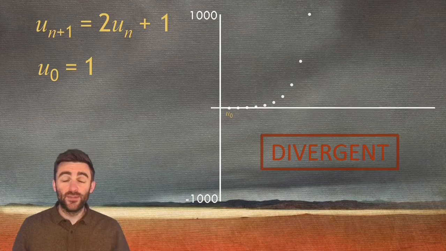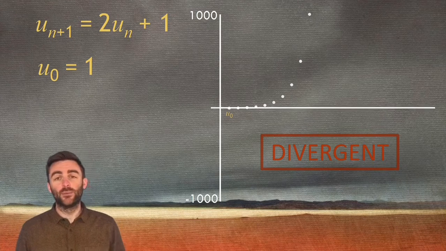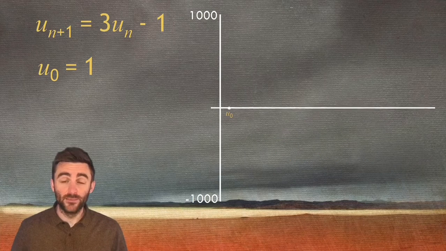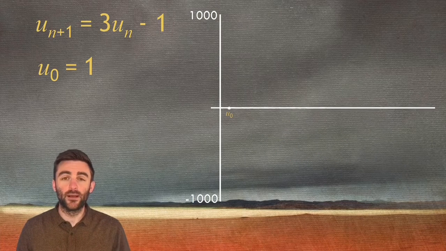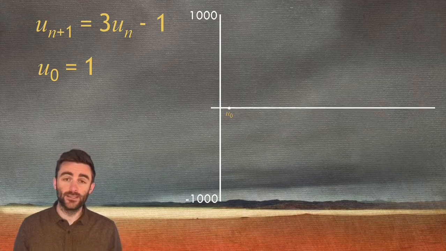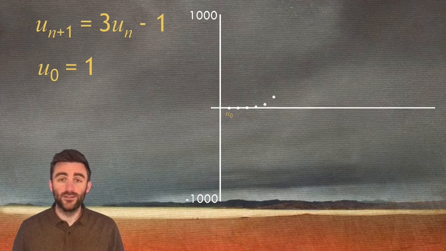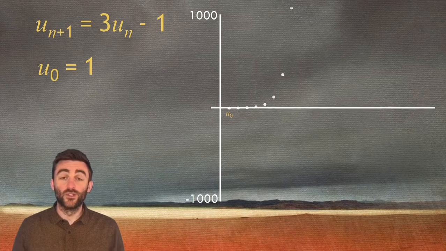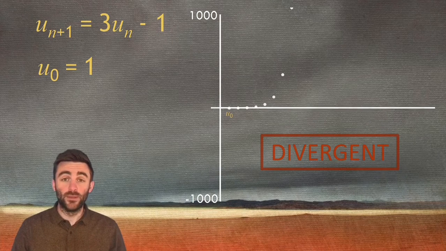Right, let's change something then. Instead of adding one, let's take away one. So this time we'll times by 3, but we'll take away one every time, and that might bring it under control a little bit. We'll again start with u_0 as 1, and we'll set it going. Times by 3, take away 1, times by 3, is gone. So again, it's blown up out the top of the page. That gives a divergent sequence of numbers.